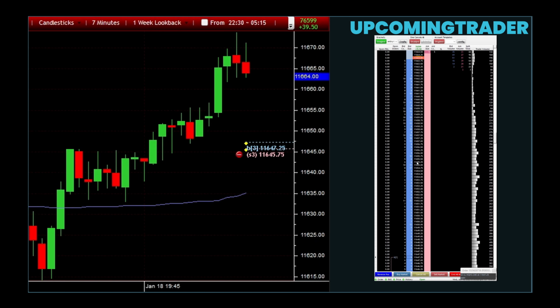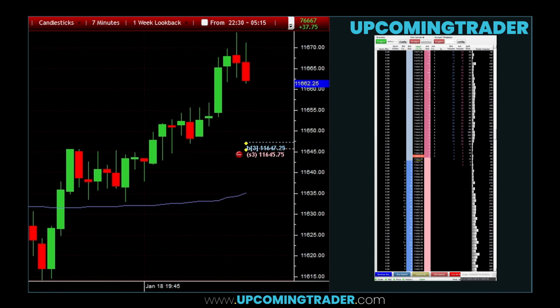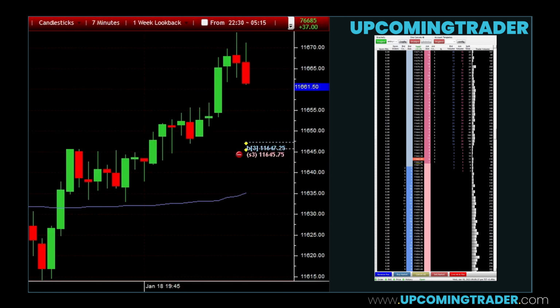Flags and pennants are continuation patterns that also benefit from volume profile analysis. If a flag forms after a strong move and the price remains near a high volume node, it shows that the market is consolidating at a significant level, and the next breakout might continue in the direction of the prior trend.